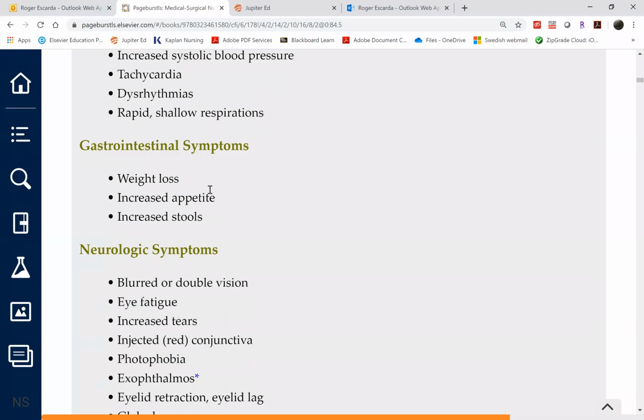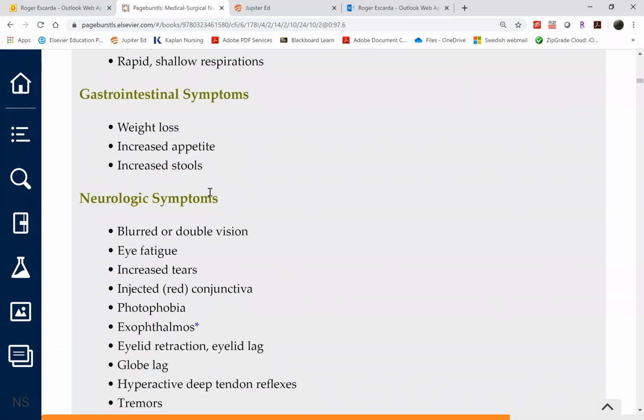GI symptoms: the patient will have increased stools to the extent that they become watery. They have increased appetite, but yet they will lose weight. These patients will constantly be in a negative nitrogen balance, because it's not like they can eat 24 hours a day. They have to sleep sometimes, right? They have to stop eating sometime, but yet their body just burns through all those calories. So that's why, despite the high PO intake and the frequency of meals, they will still lose weight.